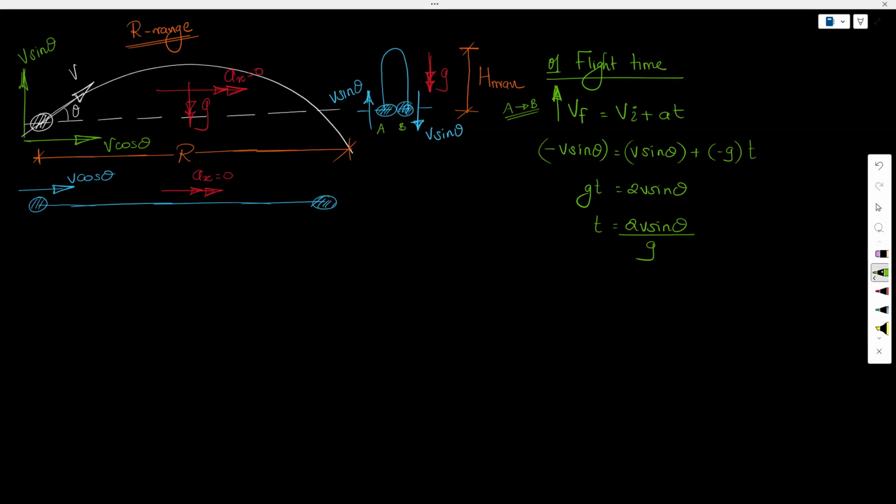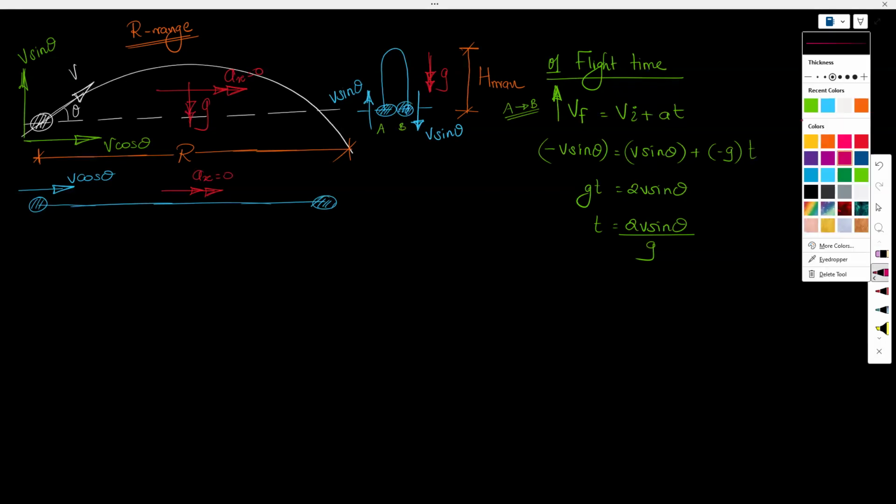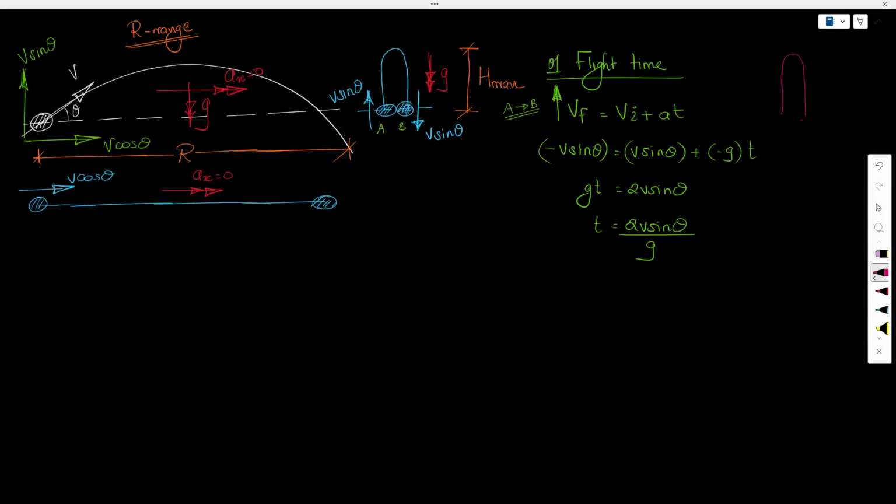From previous examples, we know that if it takes t amount of time to come back to the same position, it takes t by 2 amount of time to reach the maximum height. It is literally half and half. So the maximum height is reached at t equals v sine theta over g, and as it reaches the end here, the time is 2v sine theta over g.